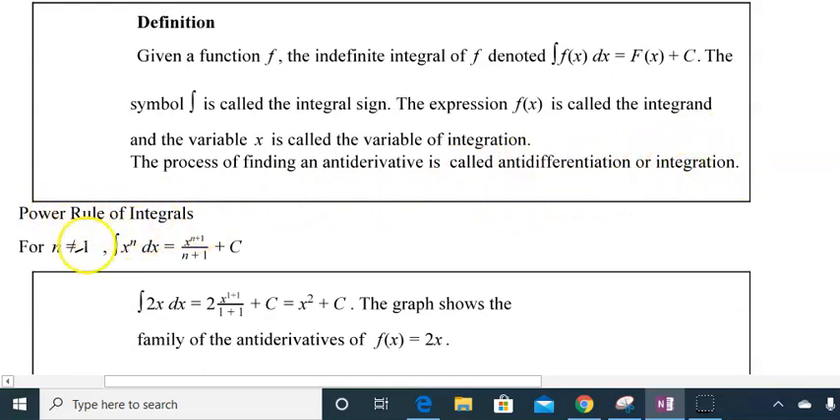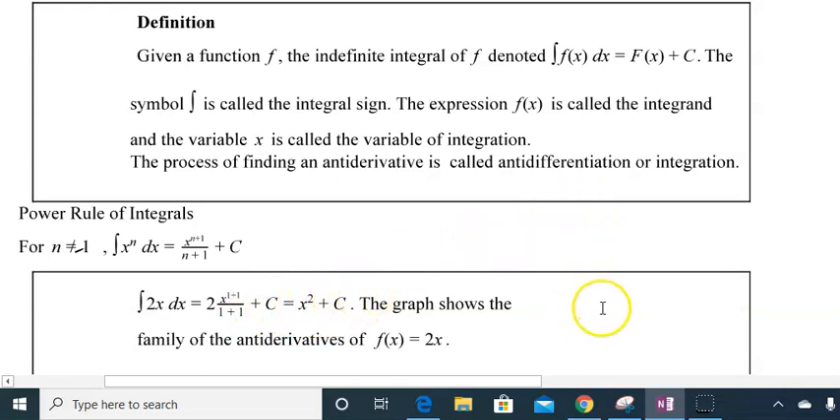The power rule of integrals. For n not equal to -1, the integral of x raised to the n dx is equal to x raised to the n plus 1 all over n plus 1, plus C. So the integral of 2x dx will be equal to 2 times x raised to the 1 plus 1 over 1 plus 1, plus C. And that would be equal to x squared plus C.